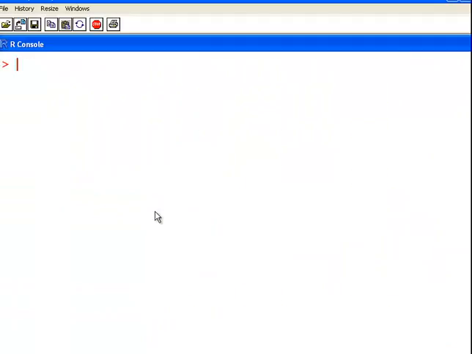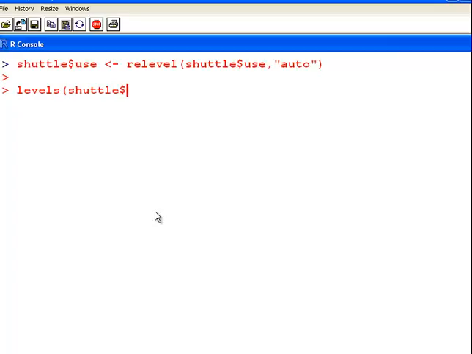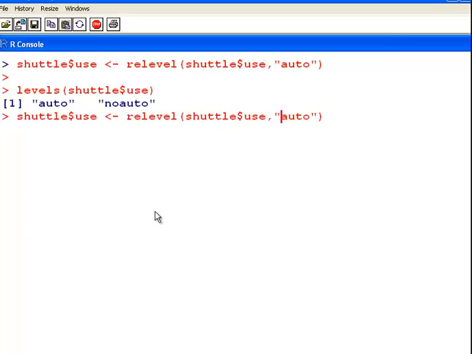Sorry, let's do that again. Shuttle use. So levels of shuttle use. Now, this is what you probably would see if you were to put that in. What I'm going to do is reverse the order back so that no auto comes up first. You don't have to put in auto. It would detect that auto would be the other one, if needs be. You don't have to put them all in. It just specifies what will be first, second, and third, and so on. So we're ready to go.